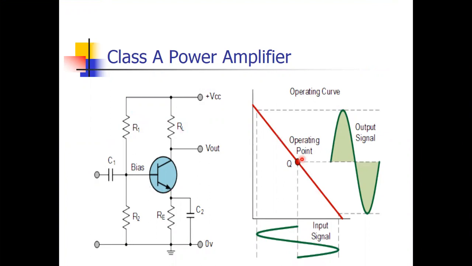There is a difference in the Q point position for each type of power amplifier. In class A power amplifier, the Q point is at the center of the load line. Okay, if the Q point is exactly at the center of the load line, then we will get the whole waveform, means we'll get the waveform for the whole 360-degree angle.